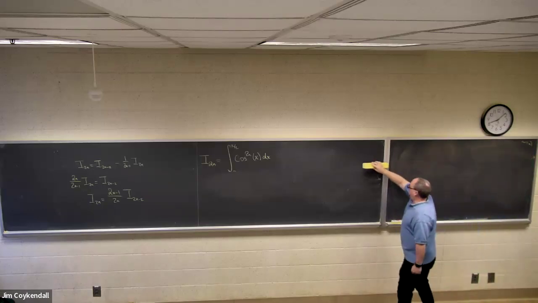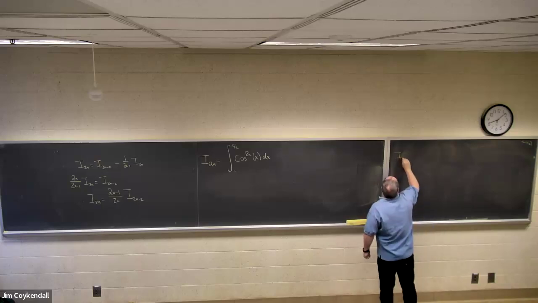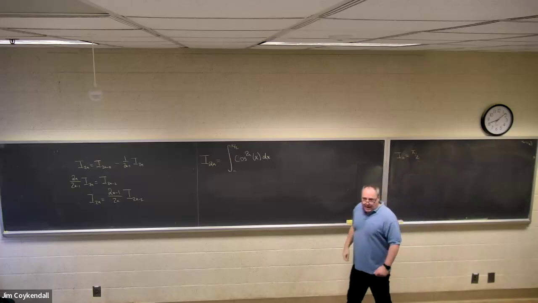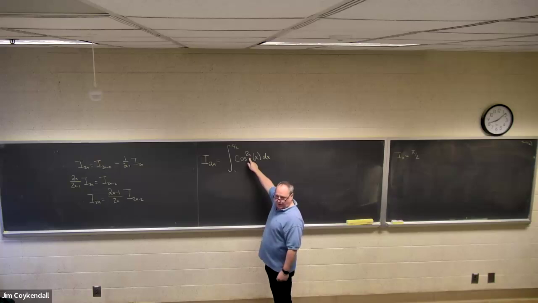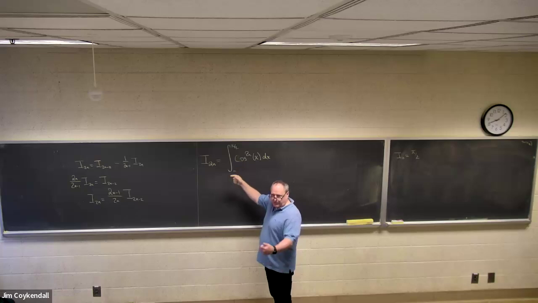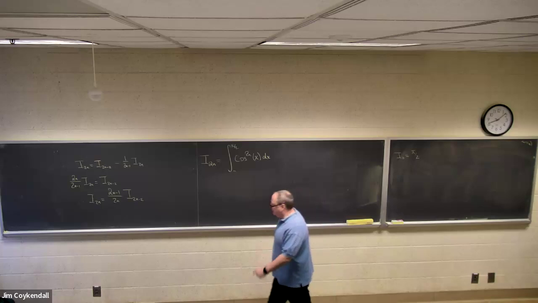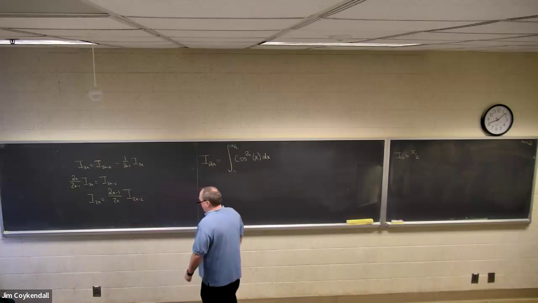I need a seed to start this because this is kind of inductive. I0 is pi over 2, because what happens when n is 0? This is integrating 1 from 0 to pi over 2, which is going to be pi over 2. Everybody okay with it? And once I've got my seed, I can let it grow using this formula here.